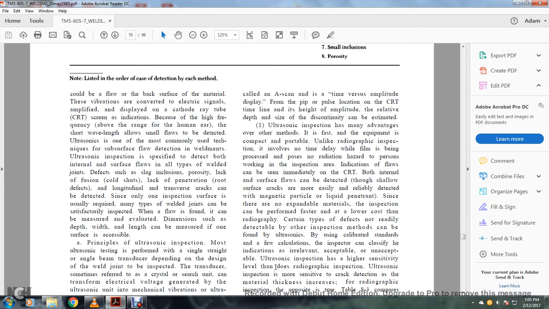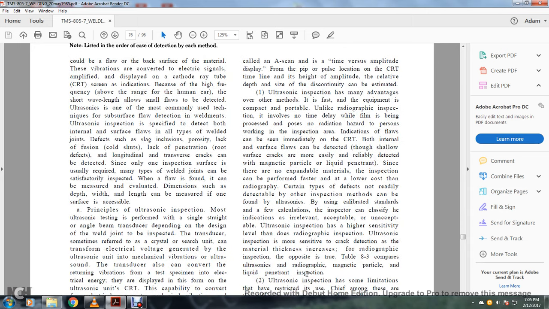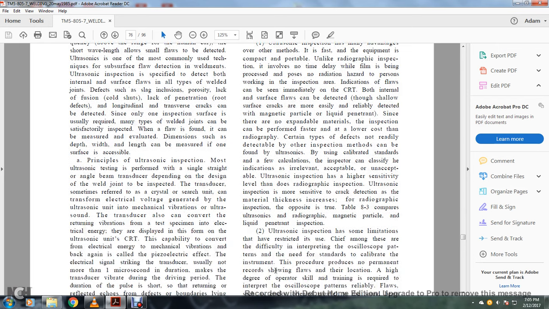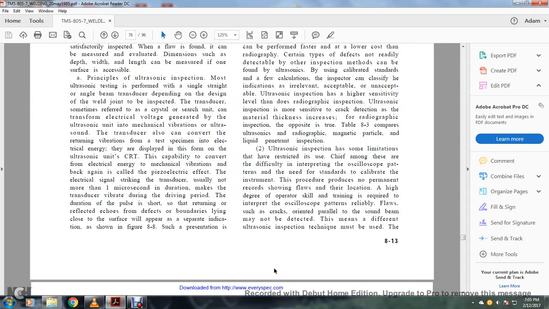Ultrasonic inspection has higher sensitivity than radiographic inspection. Ultrasonic inspection is more sensitive to crack detection as the material thickness increases, while radiographic inspection is the opposite. Table 8.3 compares ultrasonic, radiographic, magnetic particle, and liquid penetrant inspection.